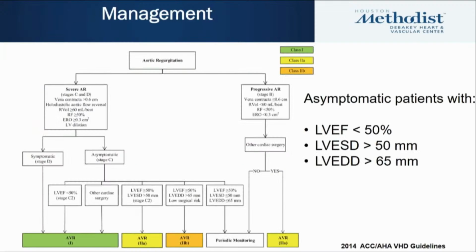Management-wise, like any other valvular lesion, when you have severe symptomatic aortic regurgitation, then an intervention is indicated. When you have asymptomatic patients, your evaluations are important because if your EF is less than 50%, if your end systolic diameter is more than 50, or if your end diastolic diameter is more than 65 millimeters, then that's also an indication for an intervention.